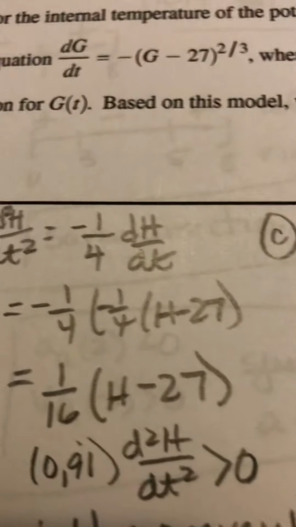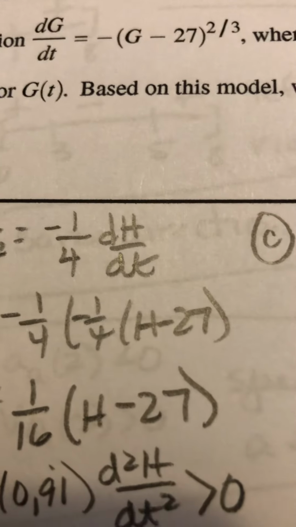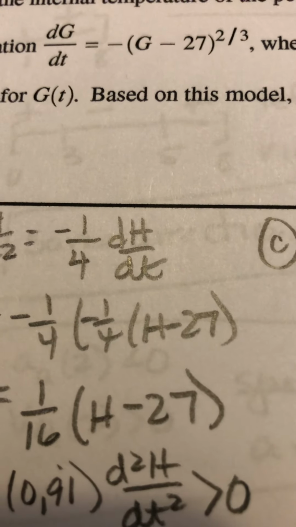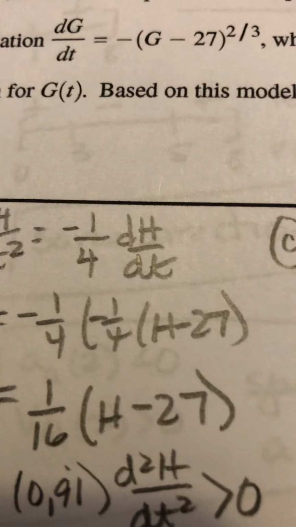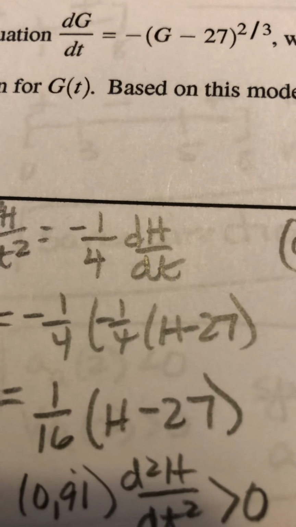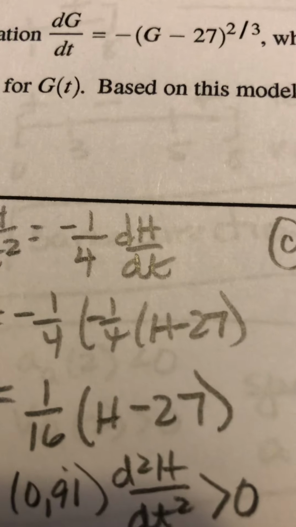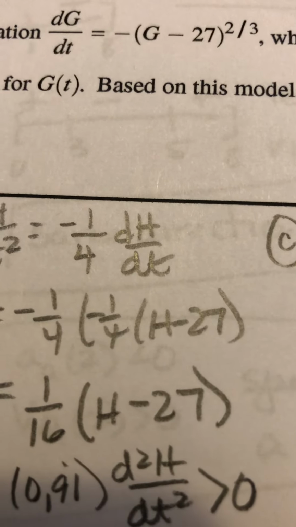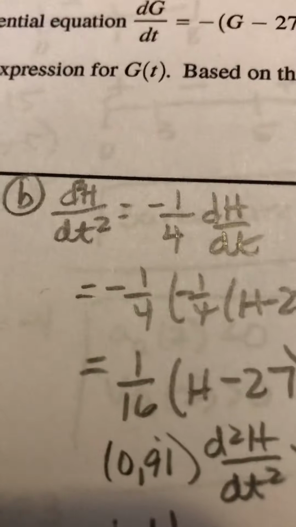Okay, part B, use the second derivative to determine whether A is an underestimate or an overestimate. Okay, remember, let's think about this. Concave down, concave up. When we have a function that's concave up, the tangent line approximation is an under approximation. When we have a function that's concave down, the tangent line is an over approximation.